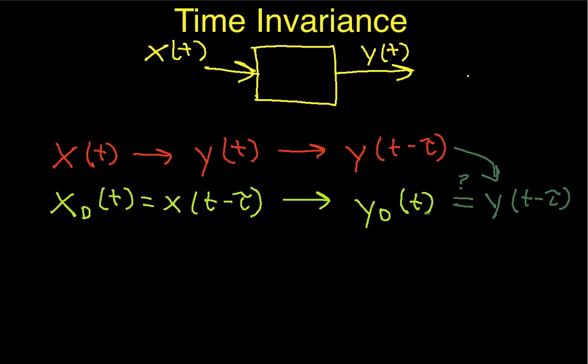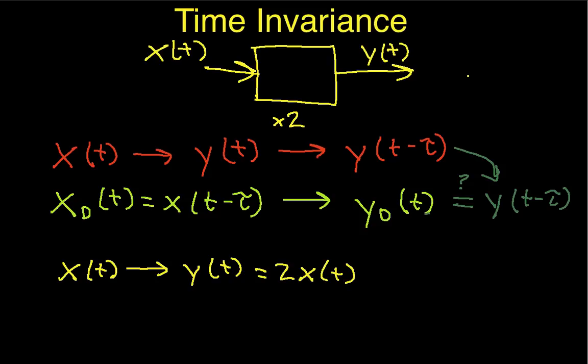So let's do a simple example of this first. Let's suppose that we have a system that just provides a constant scale factor. So the output of the system at any given time is the input of the system times 2. Okay, so if I take an arbitrary signal x of t and put it in, the output is going to be y of t, which is just 2 times the input, x of t. Okay, if I then delay this, everywhere I've got a t, I'm going to plug in a t minus tau.